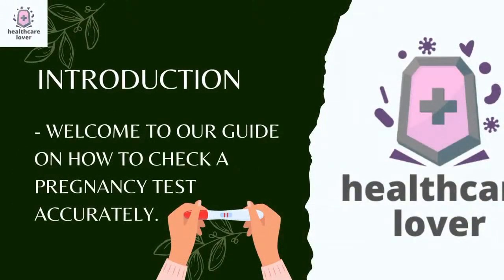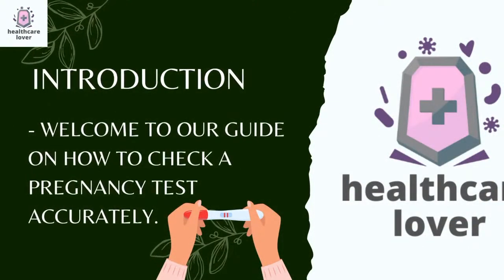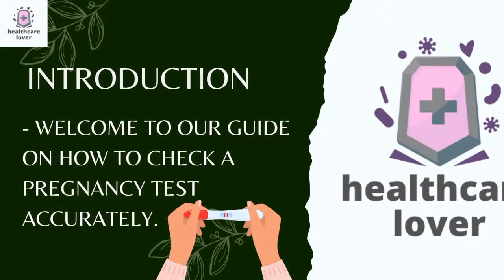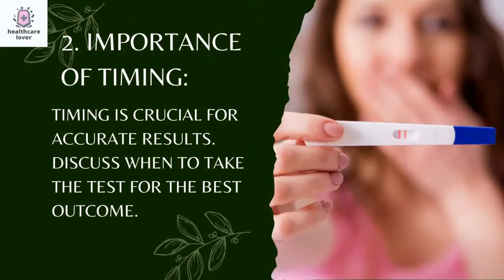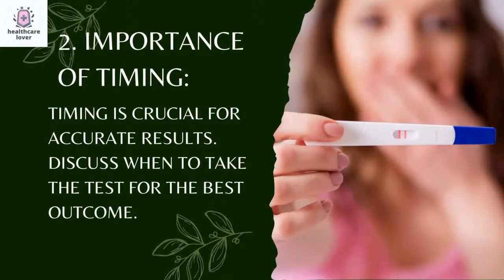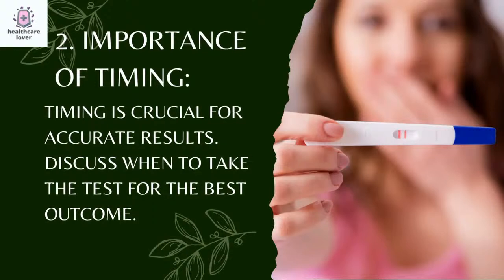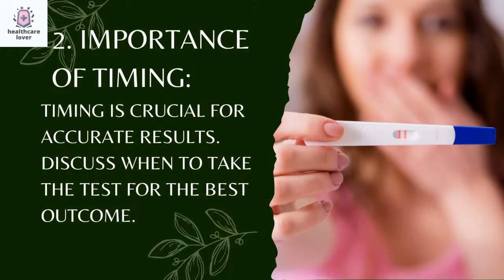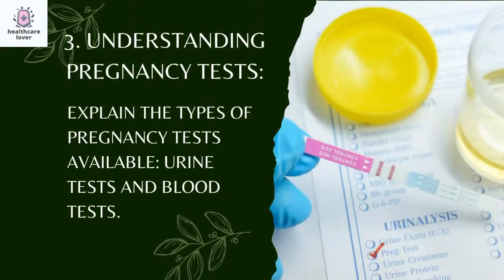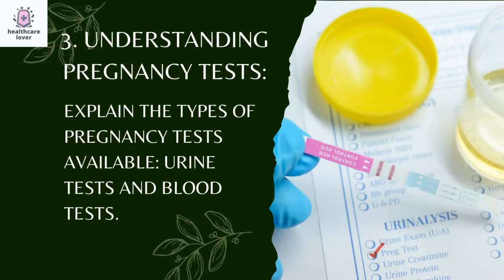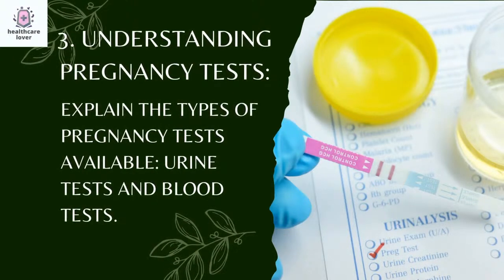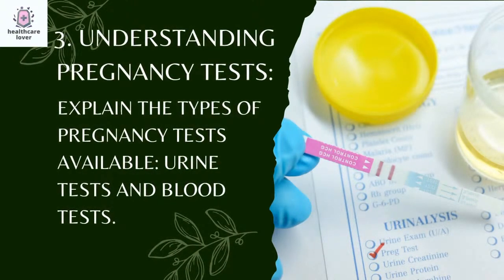Title: How to Check a Pregnancy Test, a Comprehensive Guide. 1. Introduction. Welcome to our guide on how to check a pregnancy test accurately. 2. Importance of timing. Timing is crucial for accurate results. Discuss when to take the test for the best outcome. 3. Understanding pregnancy tests. Explain the types of pregnancy tests available, urine tests, and blood tests.